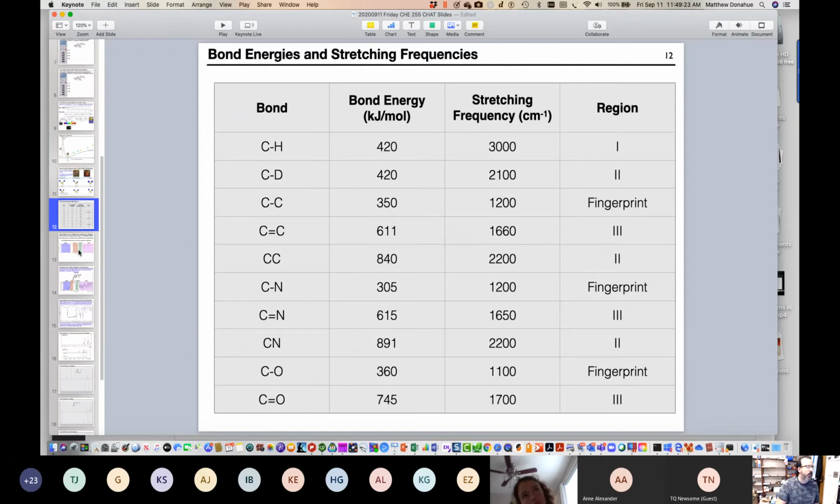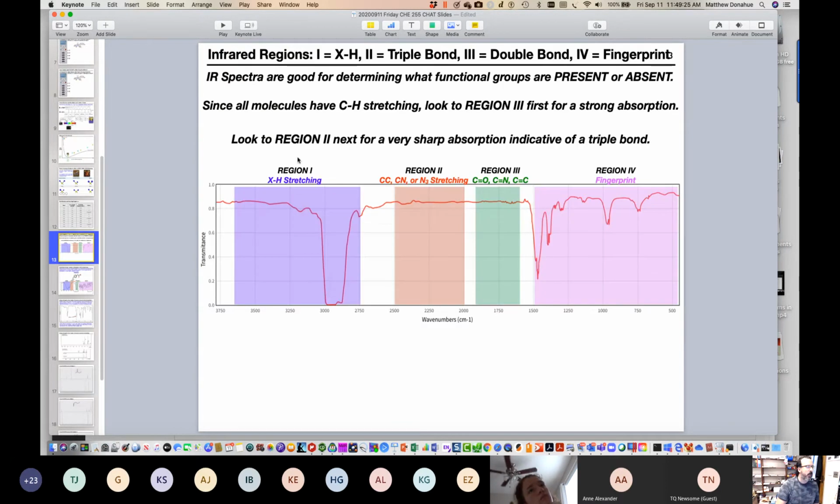Let me go through these regions again. Region 1, Region 2, Region 3, fingerprint region, which we're ignoring. Region 1 is XH, so carbon H stretching, OH, NH. Region 2 is your triple bond stretching, and region 3 is your double bond stretching.